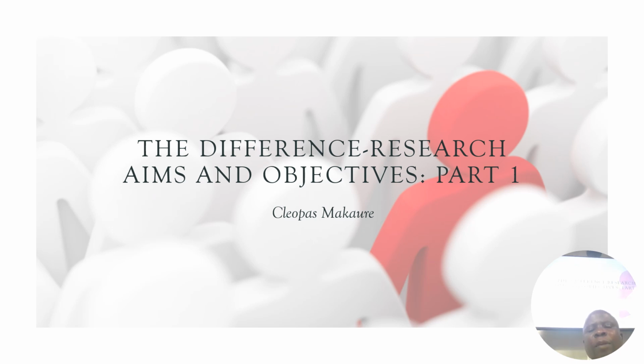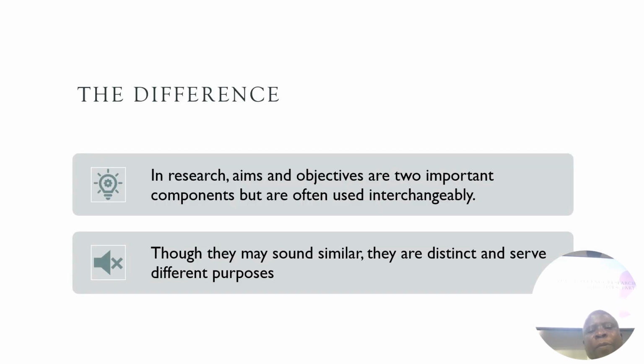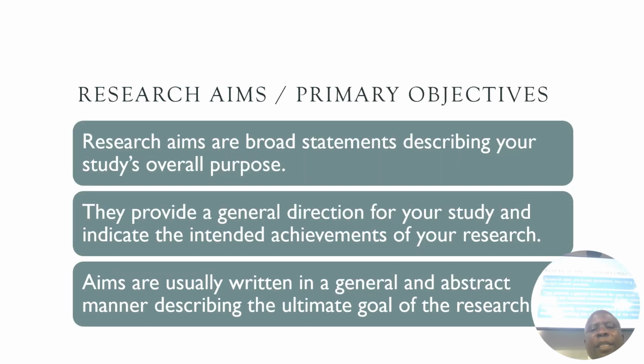Let's talk about research aims and objectives. I've named this video The Difference, and it's part 1 of part 5. In most cases, students talk about research aims and objectives as if it's one component, but it's actually two different components, often put all together, and they actually serve different purposes. So it's very important for you to understand them and their purposes.